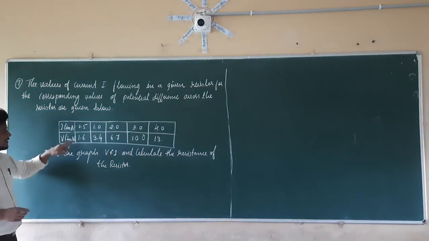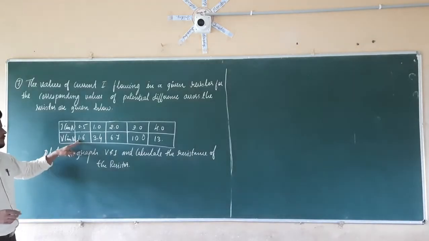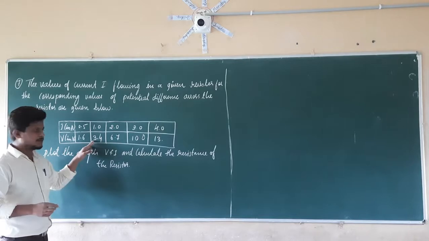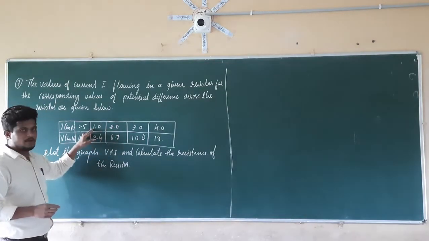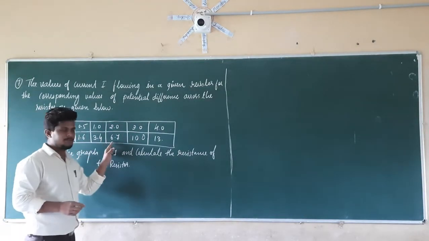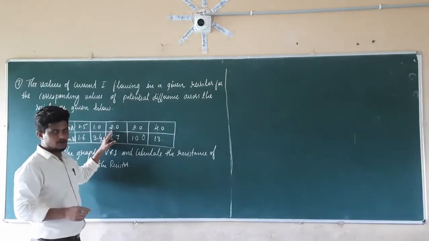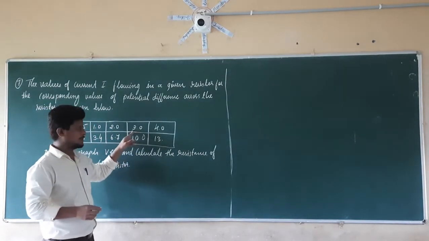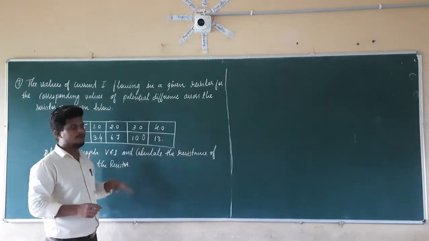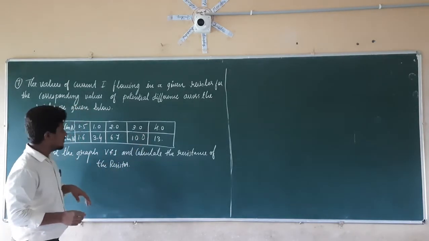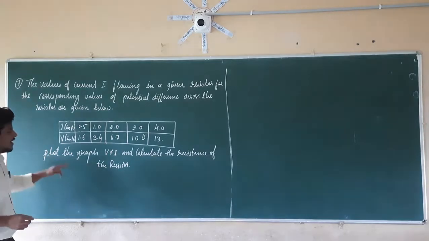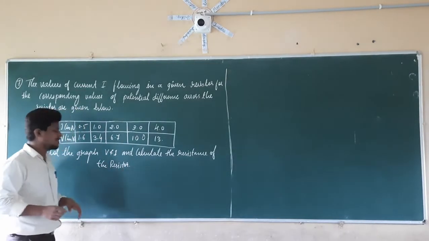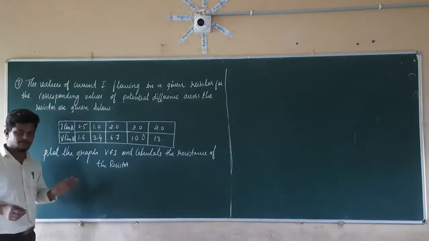Let us consider the voltage value which is given as 1.6; for that the current flowing is 0.5 amperes. For 3.4 volts, the current is 1.0 amperes. For 6.7 volts, the current is 2.0 amperes. For 10.0 volts, the current is 3.0 amperes. For 13 volts, it is 4.0 amperes. So what we have to do here is plot the VI graph and calculate the resistance of the resistor.